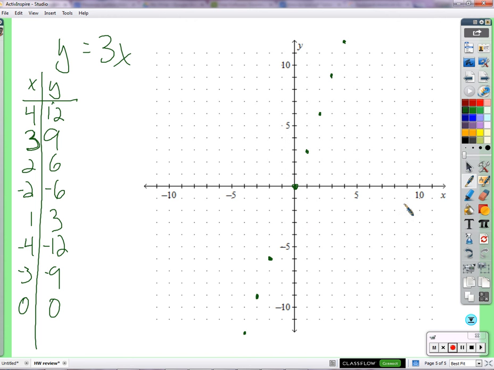Running short, but we could fit at least one more, Sean. -1, -3. We got -2, -6. All right, that pretty much does it for all the ones that I can fit, or does it? No. Where? Between, 1.5. Let's get on it. 1.5.